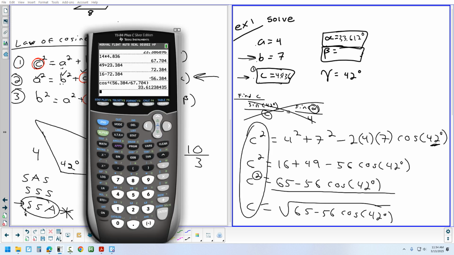Yes. I started with beta, I got 33.608. Was that close enough? Well, for alpha, let's see, you had 33.608. It's pretty close. It's a little bit off, just probably because of rounding. 33.612, and then subtract the 42. So that makes the last angle 104.388.